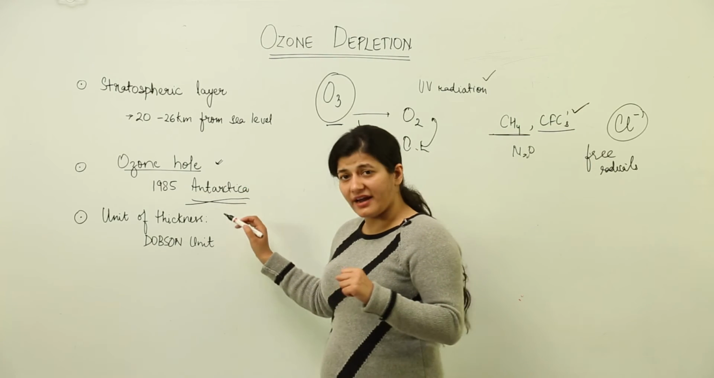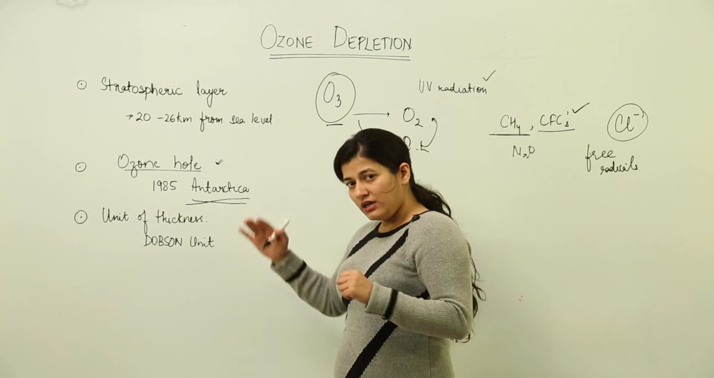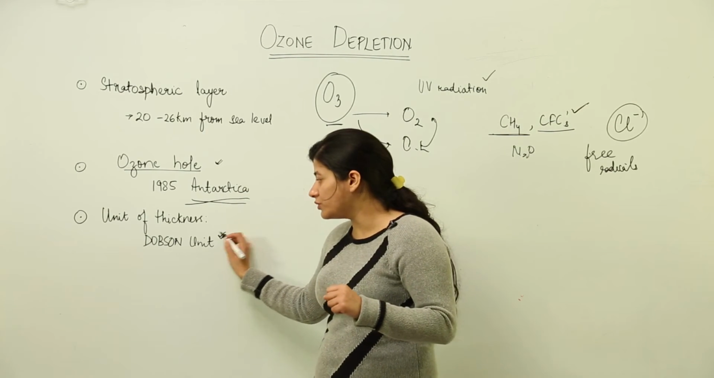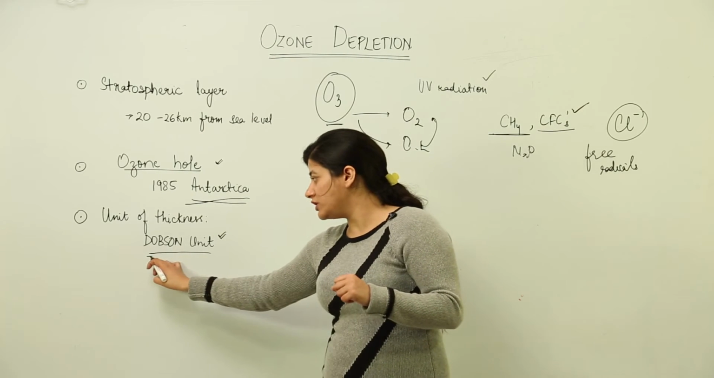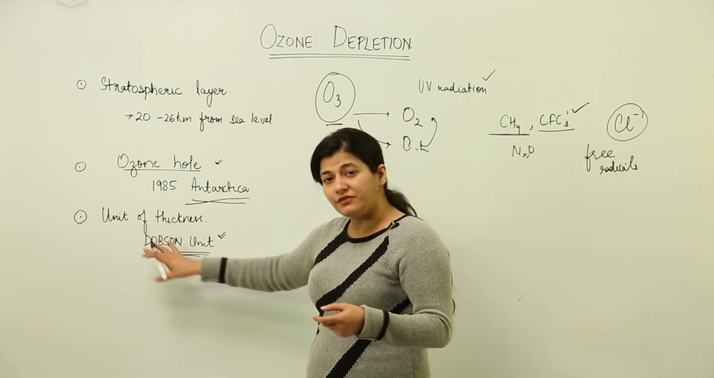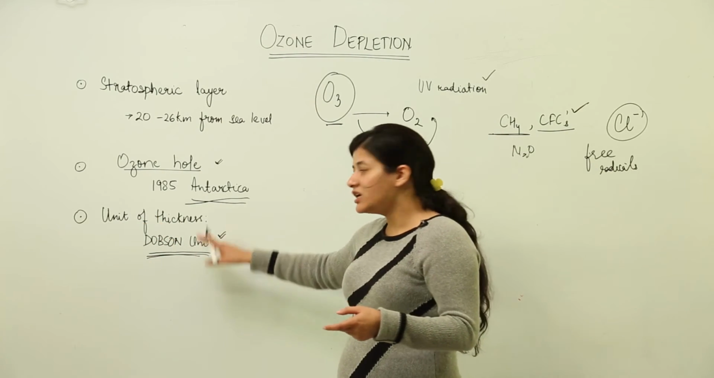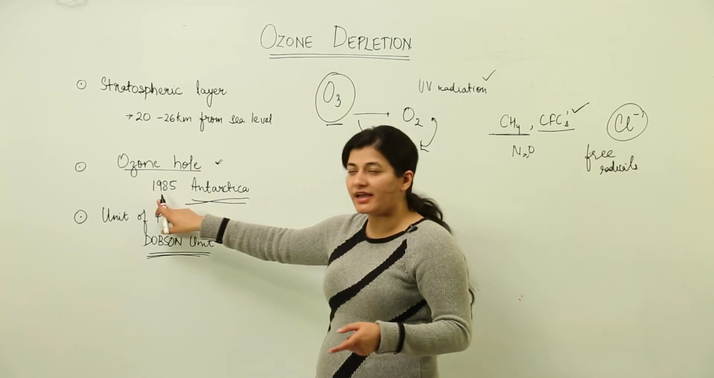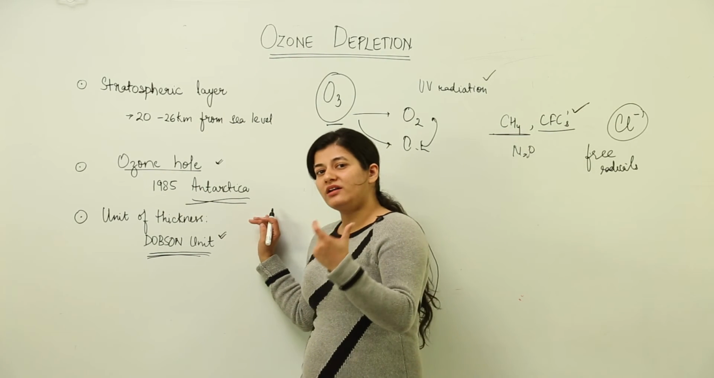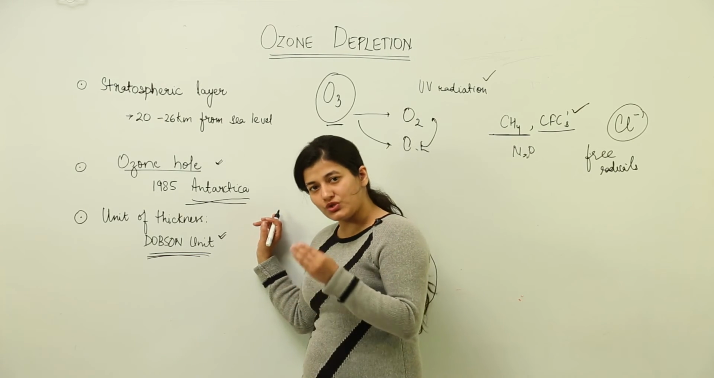And how do we identify that the ozone has become thin? That is done in terms of a unit known as the Dobson unit. This term you need to remember: the unit of thickness of ozone is the Dobson unit. The ozone hole was discovered in 1985 over Antarctica. Every year it is being observed where the ozone's thickness has been reduced greatly.